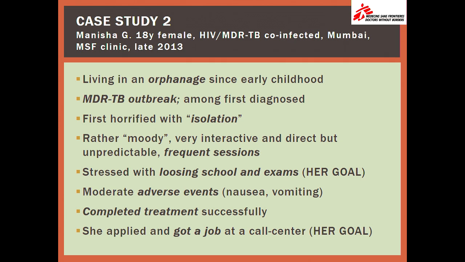And then Manisa, a few years later, an 18-year-old girl, co-infected also, coming from an orphanage. And she was diagnosed during an active case finding because of an outbreak in this orphanage for HIV-infected girls. Manisa's first problem was not the disease, the diagnosis, or the prospects of treatment for 2 years, but was that she would be isolated in a room in this orphanage, that she would not go to school. She was stressed that she may lose her school, and that she also missed her exams.